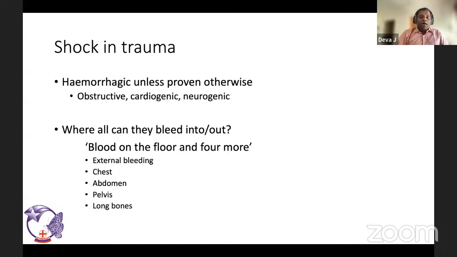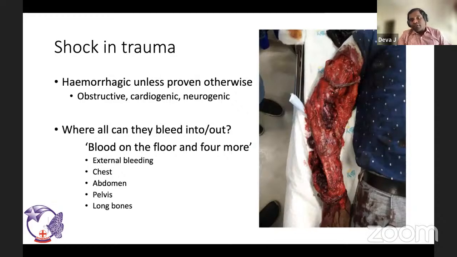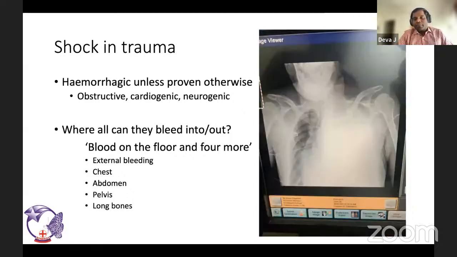So the sites of bleeding: they can bleed out, and they can bleed into the chest, abdomen, pelvis, and long bones. Even if your trauma victim is not actively bleeding externally, it's important to remember that accidents happen at the scene. They might have bled a lot, like this gentleman at the scene. It's a complete avulsion, a degloving injury of the right upper limb. He would have lost a lot of blood at the scene. That must be kept in mind when you resuscitate patients like this. This lady has a massive left hemothorax with shift of the mediastinum to the right.